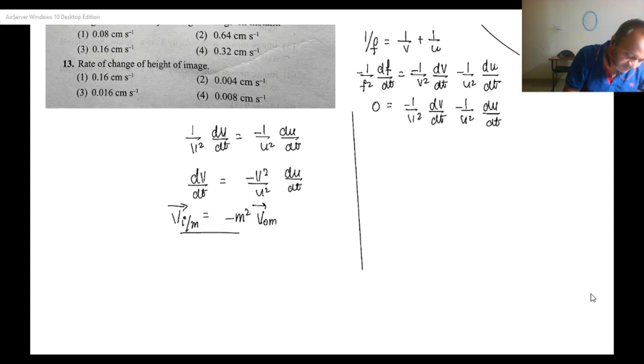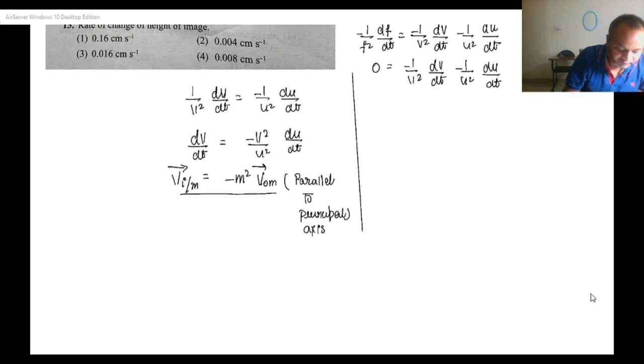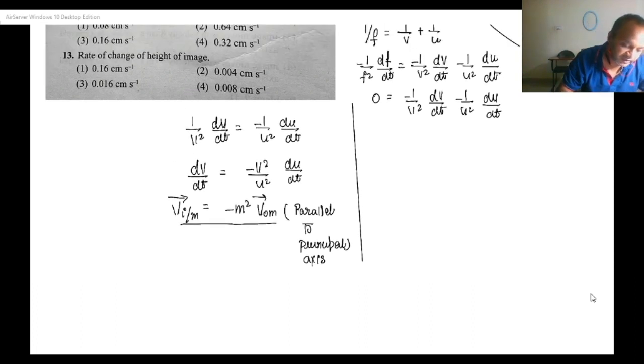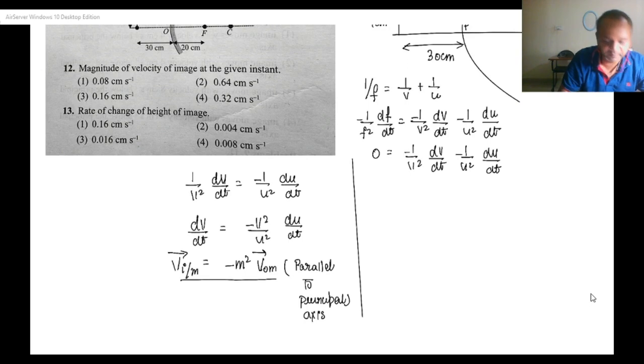Actually this is a very important formula that we have to remember, and this formula we apply in a direction parallel to the principal axis, right? When we have to calculate the velocity of image parallel to the principal axis, this is the formula that we'll be applying. So it is very important now for us to calculate the value of magnification, right? Without magnification we will not be able to solve this. So magnification we can calculate very easily just using this mirror formula here.